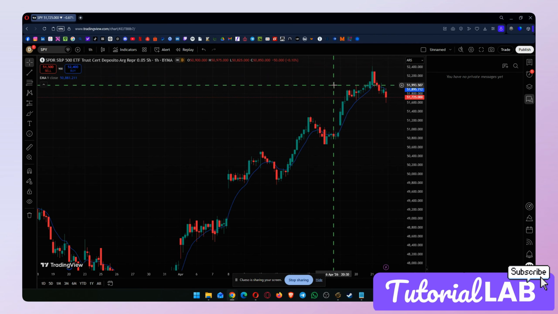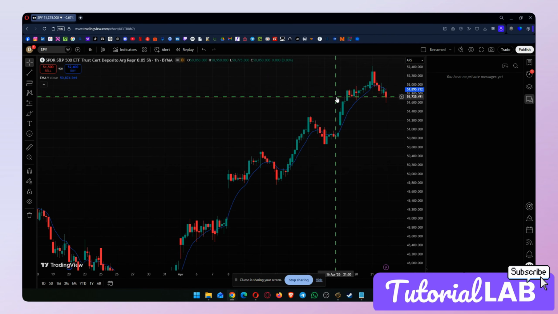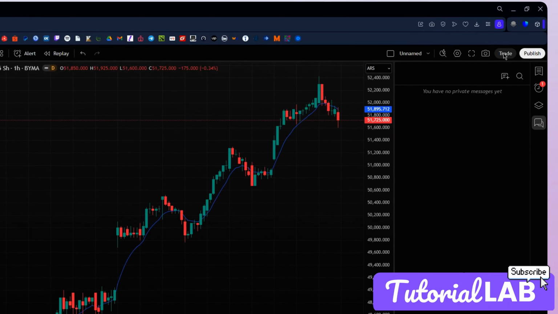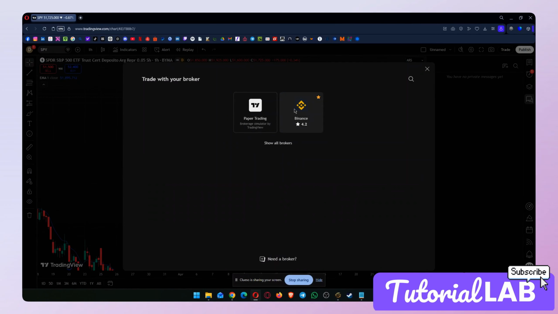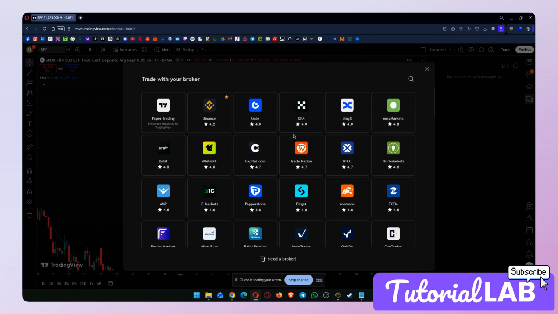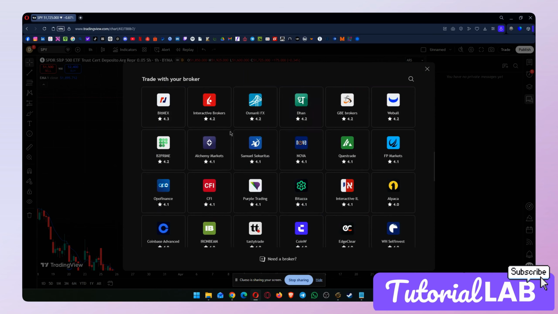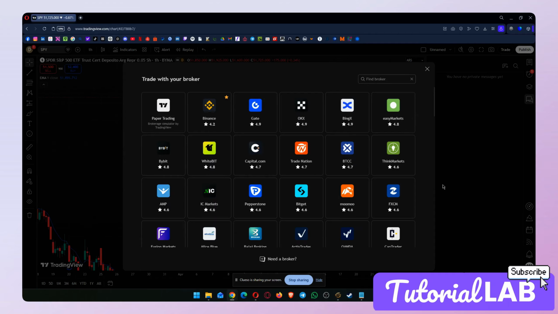Let's get started. On the Tradingview dashboard, to trade Bitcoin directly, all we need to do is click the Trade button in the upper right corner. From there, we can search for our broker. We can type Bitcoin to see all the available Bitcoin brokers on Tradingview.